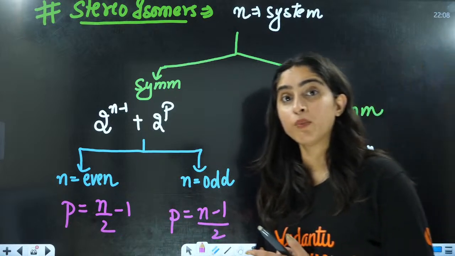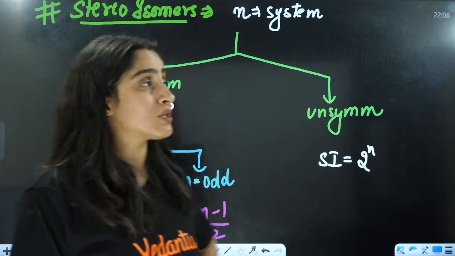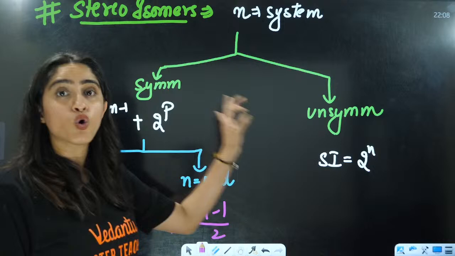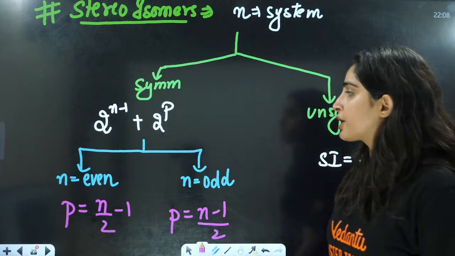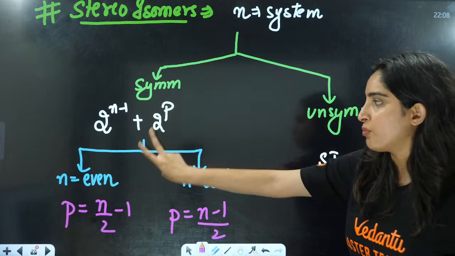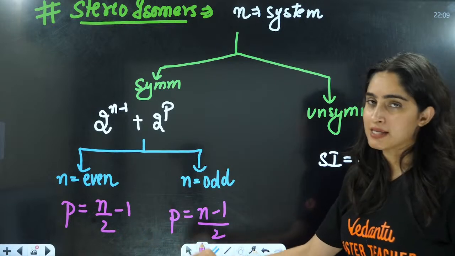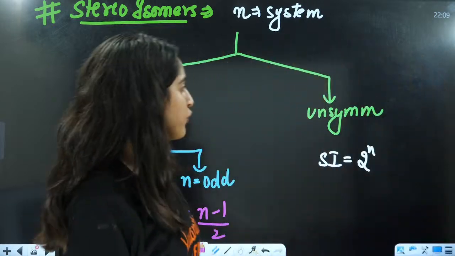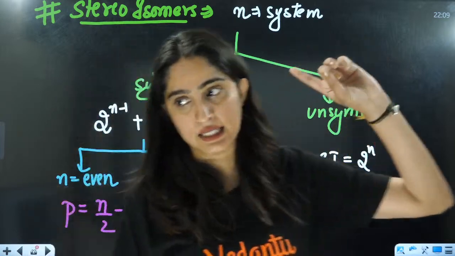I told you different formulas for geometrical isomers, different formulas for optical isomers. Now this is the formula to get total stereoisomers. If the structure is symmetrical, then you have this formula. With n even, you will apply p as this. With n odd, you will apply p as this. If you get unsymmetrical, the stereoisomers are going to be 2 raised to power n.